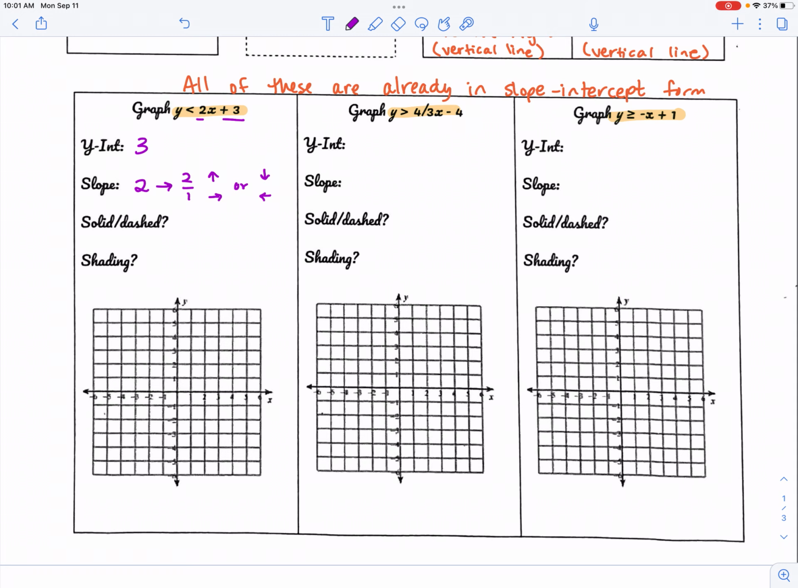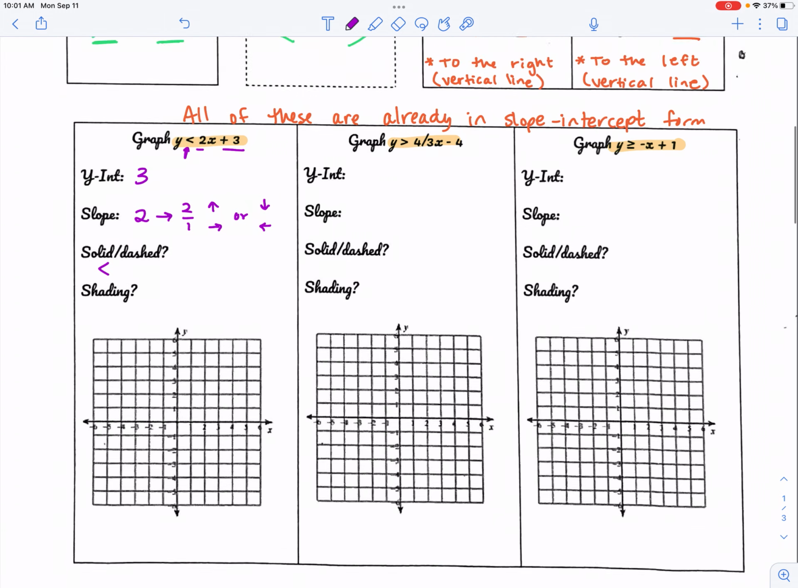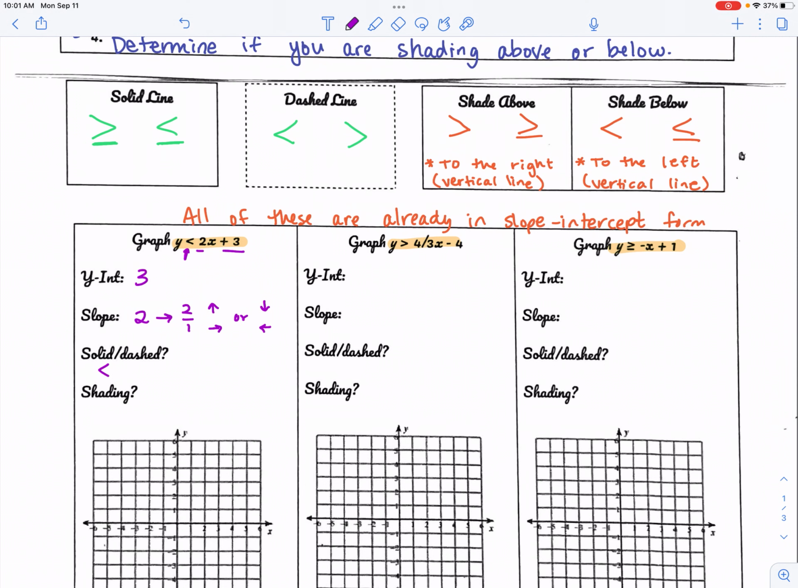Now we can identify if we have solid or dashed. Looking at our inequality, less than, and I look up here on top, it's going to be a dashed line. And my shading, since it's less than, is going to be below.